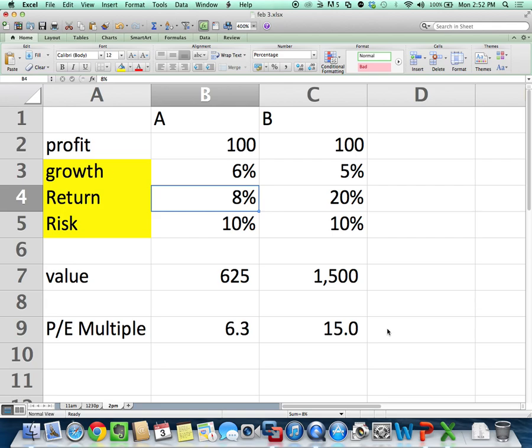Stop growing. So instead of 6%, by the way, if they grow at 7%, it gets even worse. So what if they grow 3%? What if they grow 1%? What if they shrink 1%? Disinvest. Does growth create value? Just as a question.